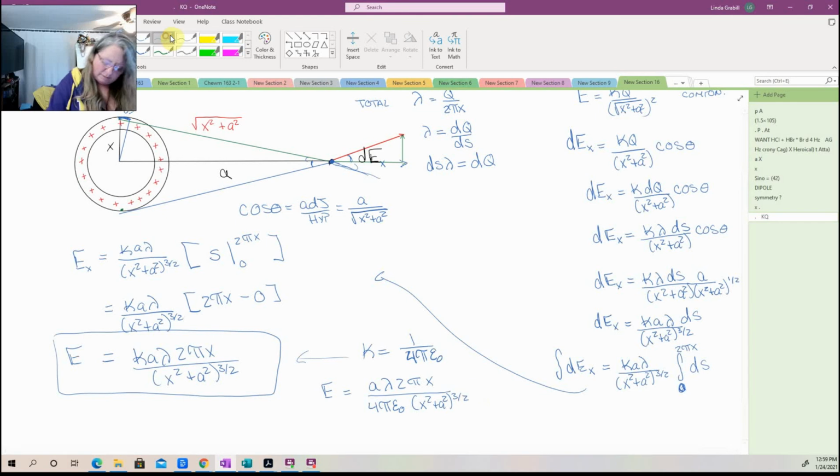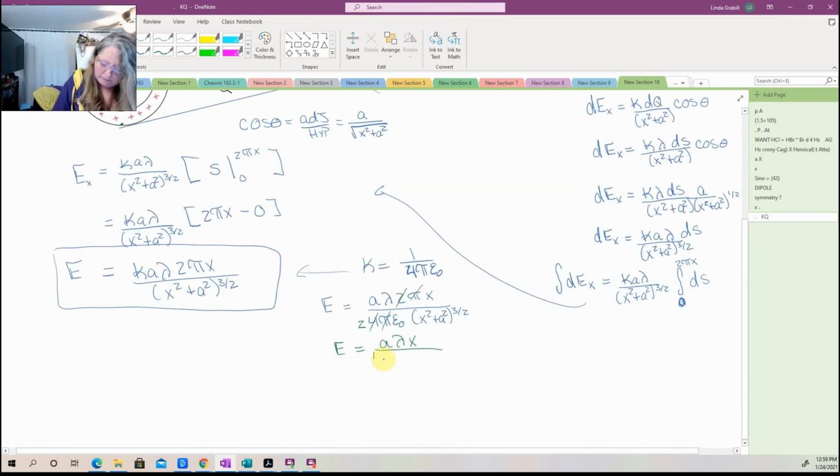What's going to cancel out? Let's see. My pi is going to cancel. 2 is going to cancel and leave me with 2. And so I get a final expression of E equals a lambda x divided by, let's give myself a little more room, 2 epsilon naught times x squared plus a squared to the 3/2. And that's my final expression.